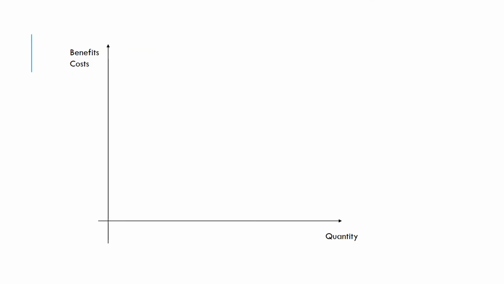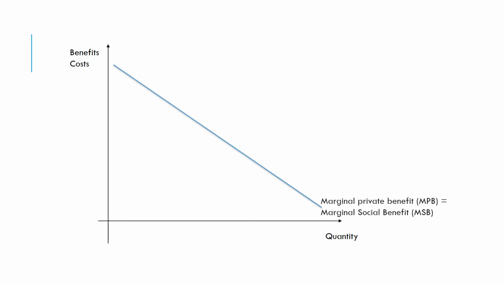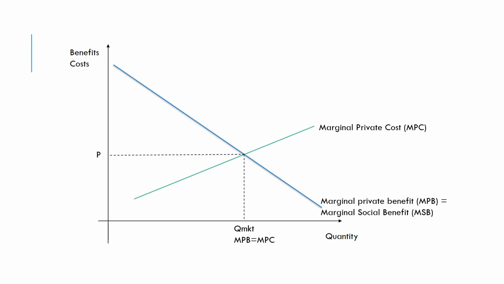So let's now look at our analysis again. We're going to introduce the same concept to illustrate how a tax can now change the market failure. First of all, we look at the private benefits and the private costs, and we find that the quantity of cigarettes here would be Q market. That's how many cigarettes we would get produced in the free market.